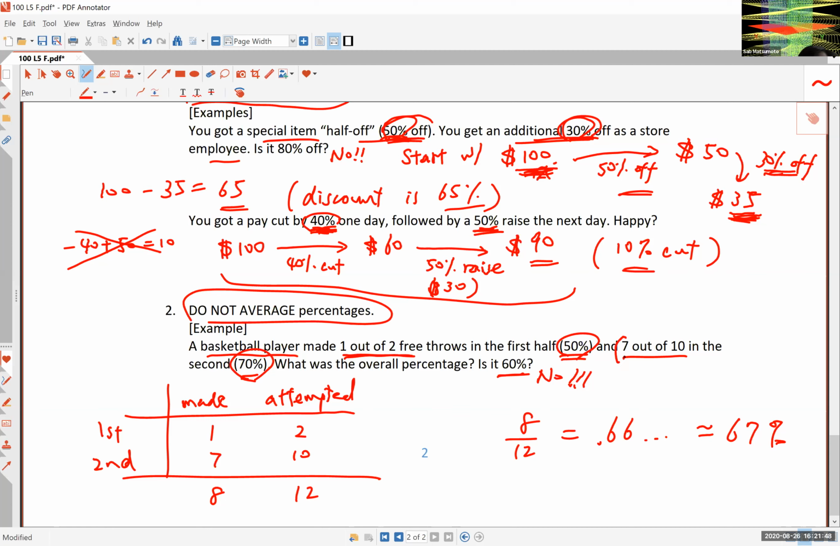Well, you actually needed to know these numbers. So again, do not average percentages because the reference numbers can be different. And in that case, you have to add up these numbers. You have to figure out, in this case, it's 8 out of 12, which is 67%.